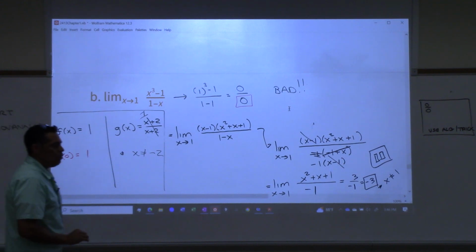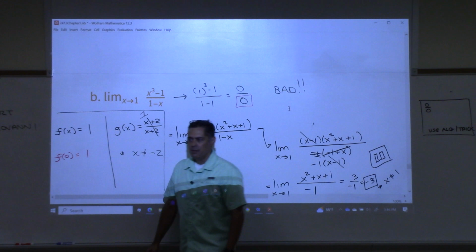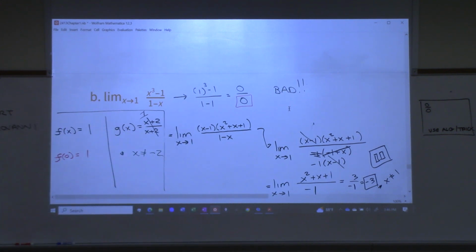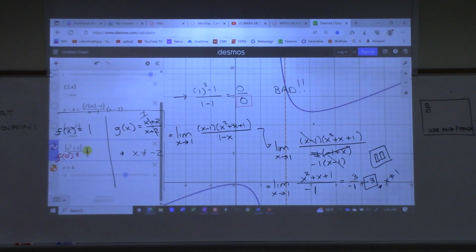When I substituted the 1 in there, right? When I took this 1 and plugged it in, that's when I stopped writing the limit. And that's when you need to stop writing the limit as well. Now, if you don't believe that we got this, I'm going to have the computer graph this for us.